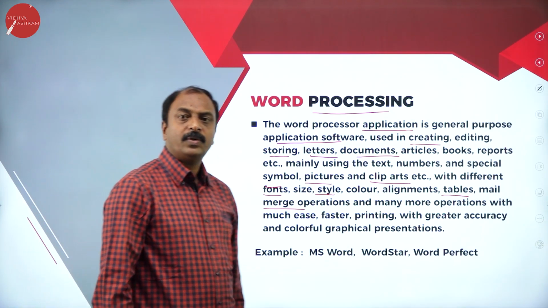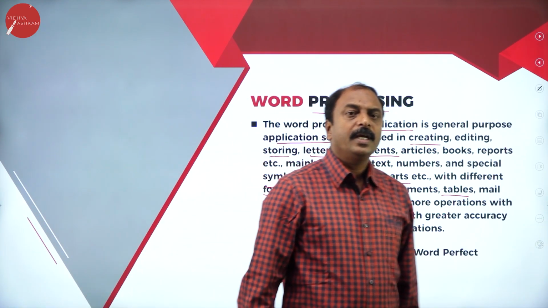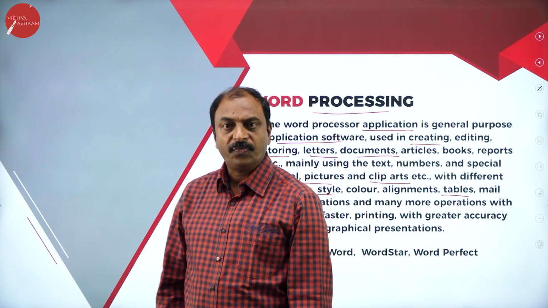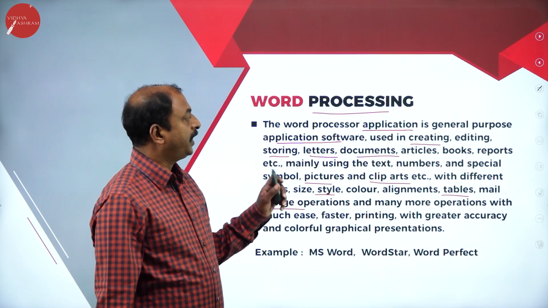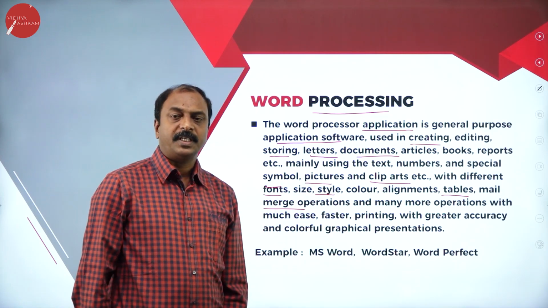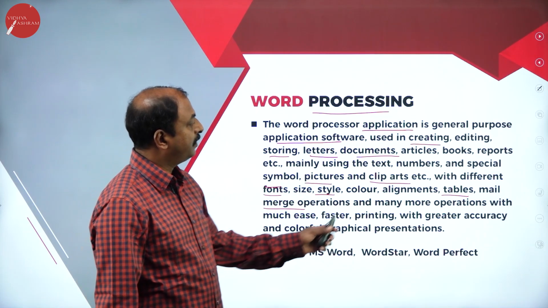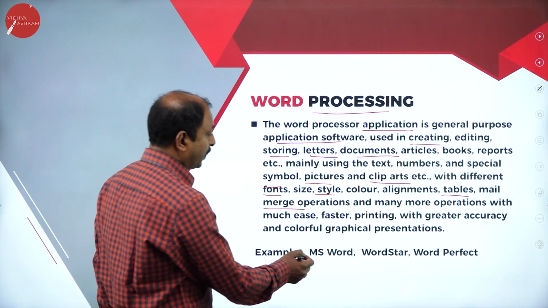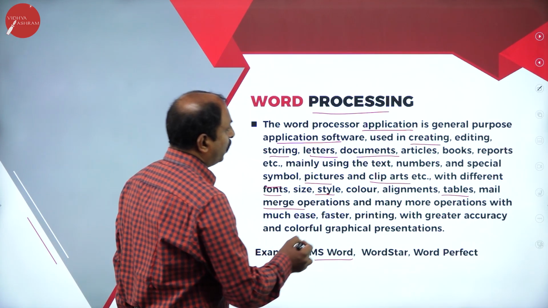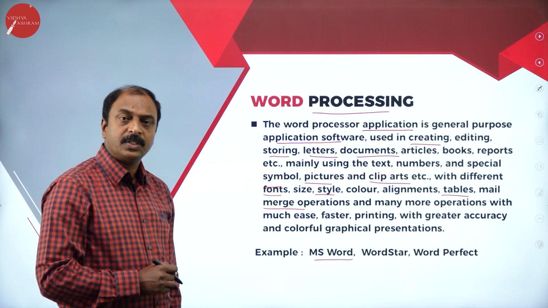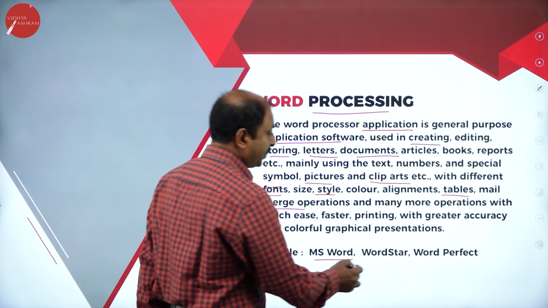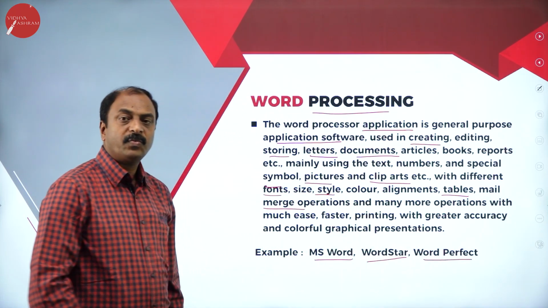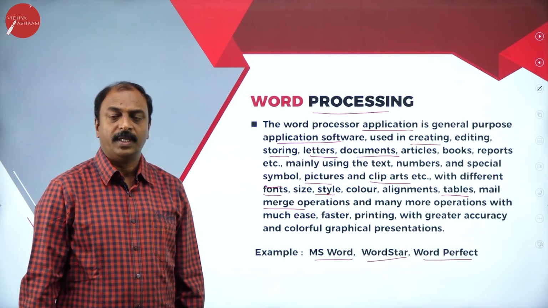So, generally, what is a word processing software? A word processing software is an application software for drafting different documents with respect to letters, graphics, tables, and so on. And here MS Word is an example of a word processing application or software, and WordStar and WordPerfect. These are all different examples of word processing software.